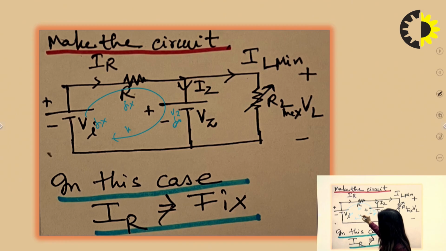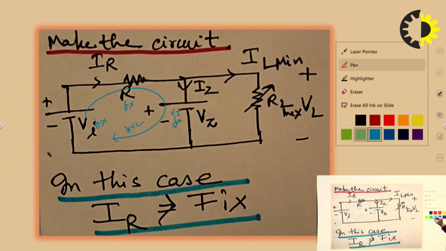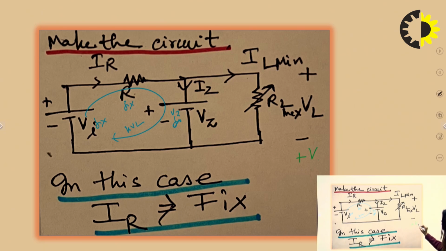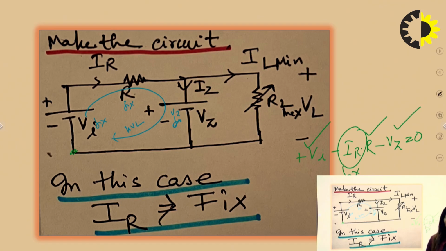So if you apply KVL, then what will you find? Plus VI. From here we will start and we will go around this particular loop. Minus IR into R, minus VZ. All parameters are fixed. This is fixed, this is fixed, this is fixed. So this IR must have a unique value. Okay, so in this case, IR is fixed.